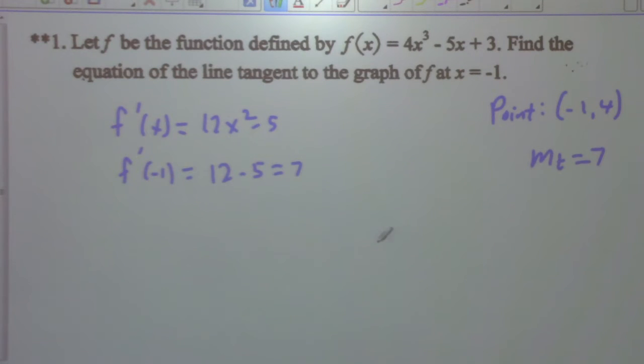So we get, what is that going to be? y minus 4 equals 7, and then substitute x plus 1. So that would be it. Okay. Does anybody have trouble with that? Yeah, this is pretty good. Do you have any troubles, any questions about this?